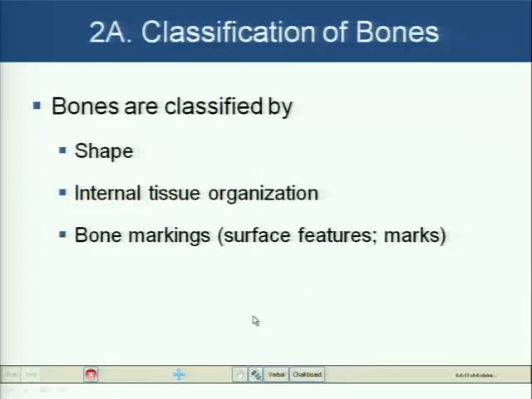Okay. We classify the bones, so you're definitely going to need to know this material for lab. I know we're a little bit ahead of lab, but that's all right, you'll be on top of it. We classify by the shape of the bone, how the tissue is organized internally, and the surface markings. That's going to be the hardest part for you. You're not going to struggle with that in class, but in lab, you're going to have fun with that.